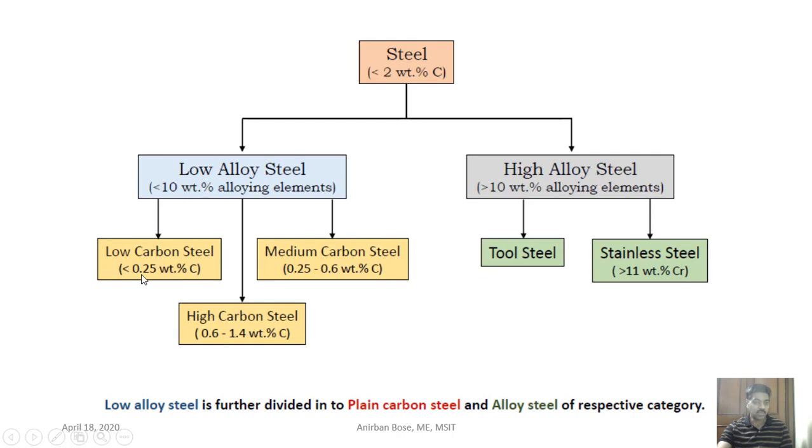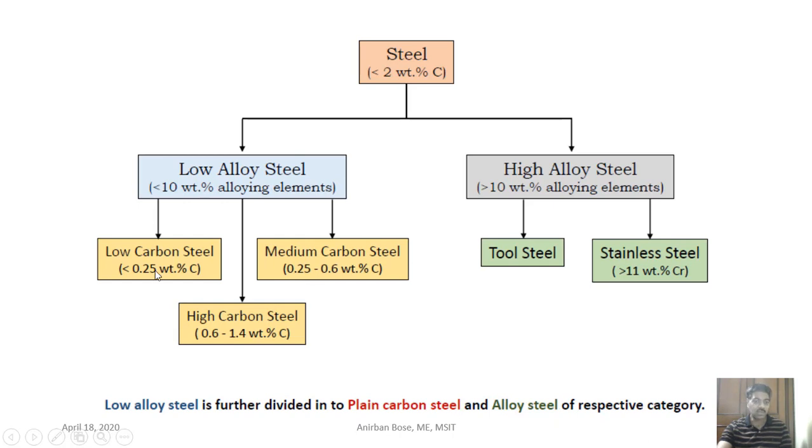That means if the alloying element is not there, then it is only plain carbon steel. But if an alloying element is there but the percentage of alloying element is less than 10%, then this low carbon steel can have its alloy, low alloy steel, which is called high strength low alloy steel. We'll see that in detail afterwards. So low alloy steel, each of these can be divided into plain carbon steel and alloy steel.